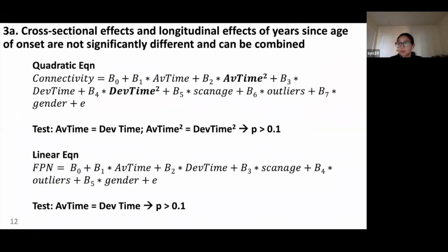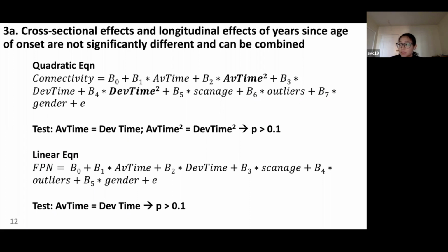As our data set is semi-longitudinal, we have to take both cross-sectional and longitudinal effects into account. And we do this by separating our time variable, which is time since age of onset of psychosis, into an average variable and a deviation variable. So the average variable would be the same as the actual time variable if the participant only has 1 time point.